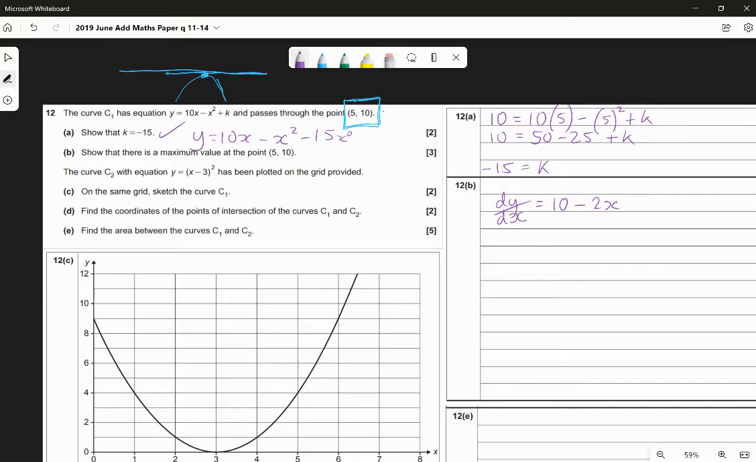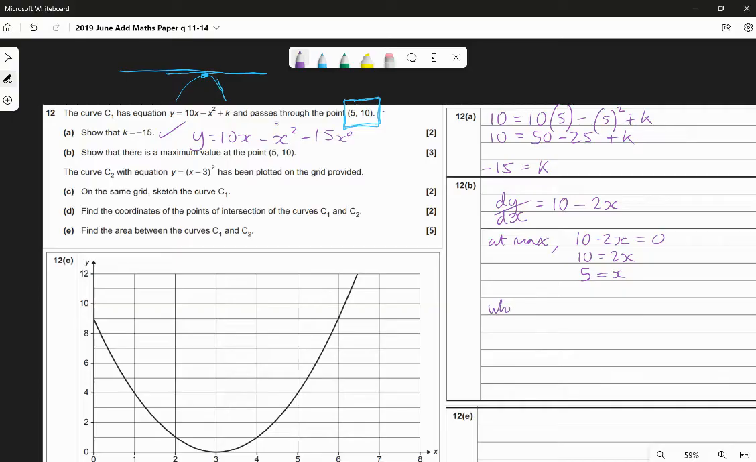So dy by dx is just 10 minus 2x. So we want to find when that is equal to 0. Okay, so at the maximum, 10 minus 2x will equal 0. So add 2x both sides, 10 equals 2x, divide by 2, x is 5. Good, so I found the x coordinate, x is 5.